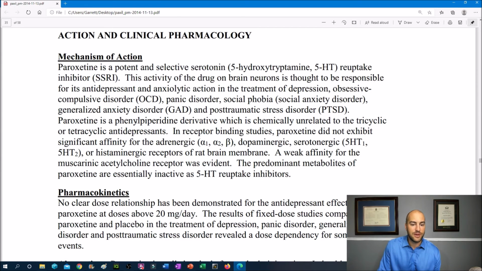Paroxetine is a phenylpiperidine derivative which is chemically unrelated to the tricyclic or tetracyclic antidepressants. In receptor binding studies, paroxetine did not exhibit significant affinity for adrenergic alpha 1, alpha 2, and beta, dopaminergic, serotonergic 5-HT1, 5-HT2, or histaminergic receptors of rat brain membrane. A weak affinity for the muscarinic acetylcholine receptor was evident. The predominant metabolites of paroxetine are essentially inactive as 5-HT receptor inhibitors.